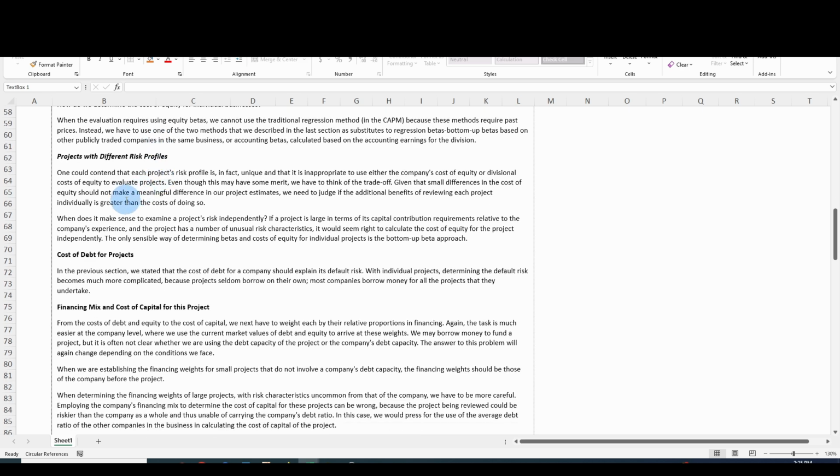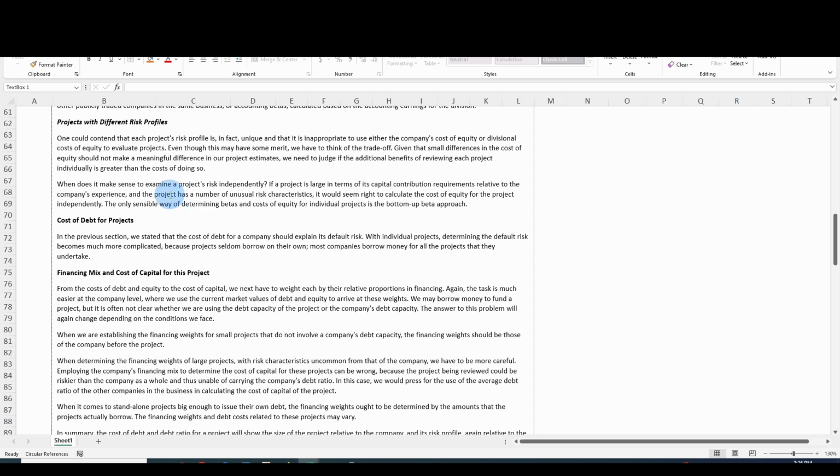Projects with different risk profiles. One could contend that each project's risk profile is, in fact, unique and that it is inappropriate to use either the company's cost of equity or divisional cost of equity to evaluate projects. Even though this may have some merit, we have to think of the trade-off. Given that small differences in the cost of equity should not make a meaningful difference in our project estimates, we need to judge if the additional benefits of reviewing each project individually is greater than the cost of doing so.